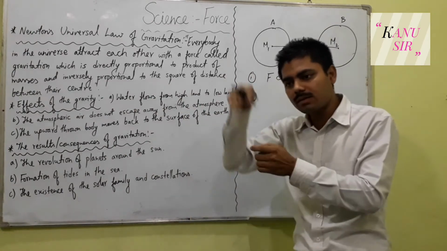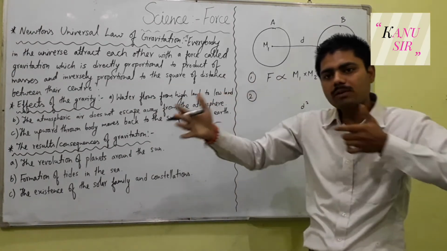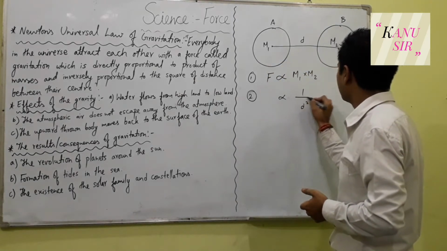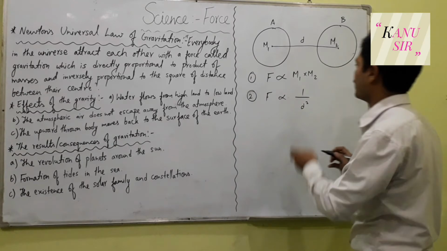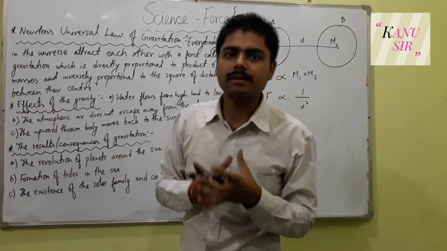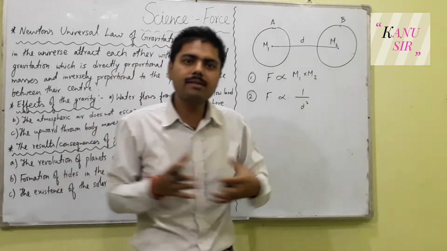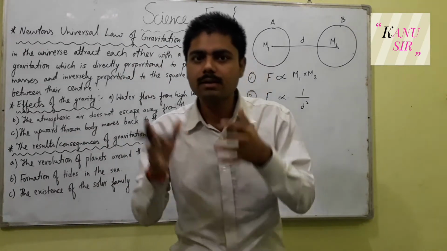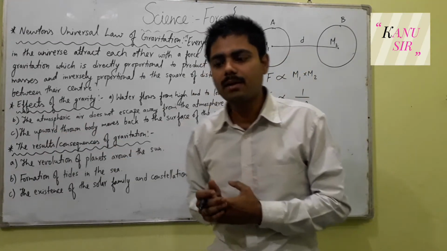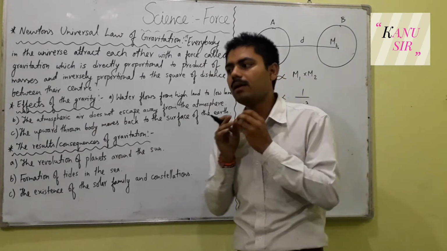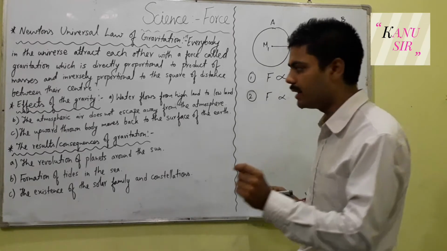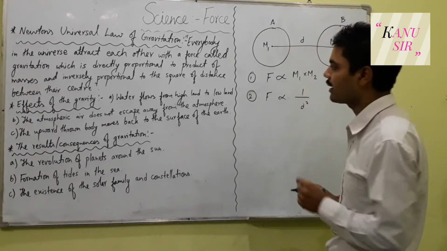Inversely proportional means when the distance increases, the force of gravitation decreases. So inversely means 1 upon d square. Here we come to know that if the mass of two objects increases, then the force of gravitation will also increase. That is why heavenly bodies make us experience more gravity, but small objects have a negligible gravity. There is gravitation, but it is very little. But for a heavenly body, we can feel the gravitation.